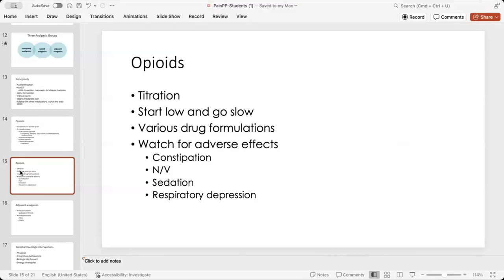Sedation, respiratory depression, obviously not everybody has this at home, okay? But in the clinical setting, hospital setting, you'd be assessing your patient, right? You'd be assessing their respiratory rate, you'd be assessing if they have sedation. All right, good.